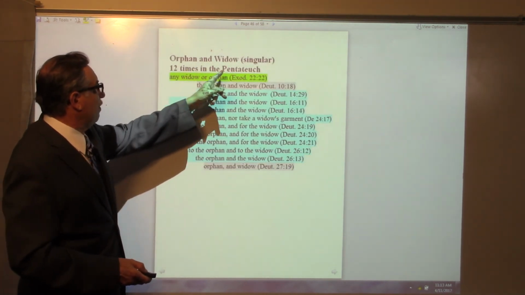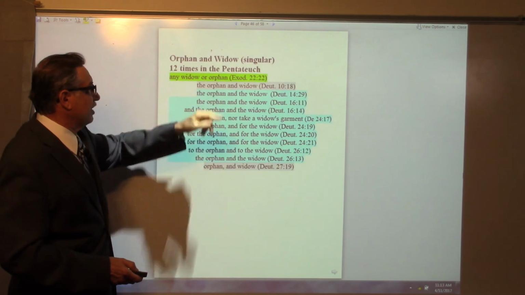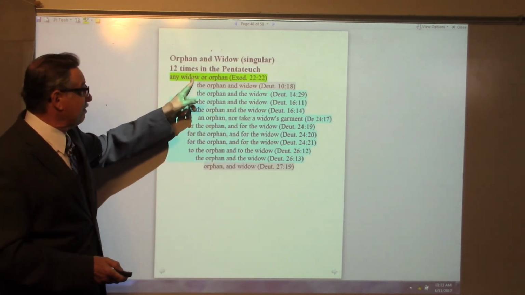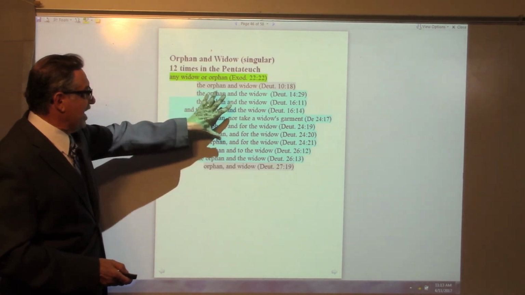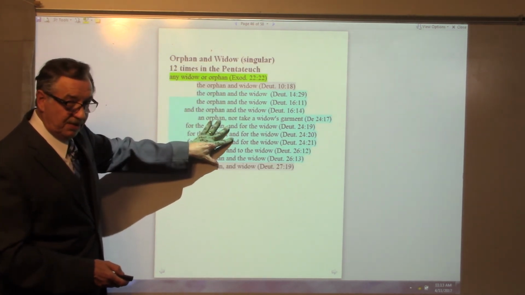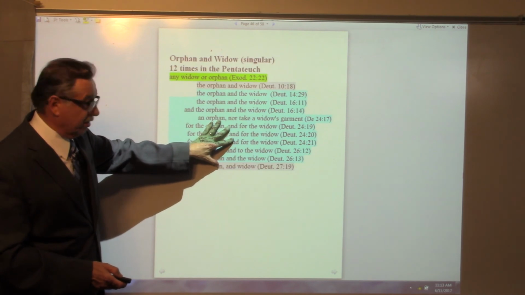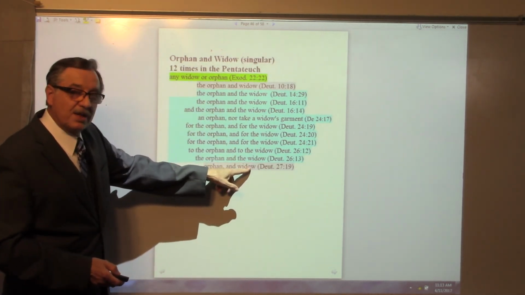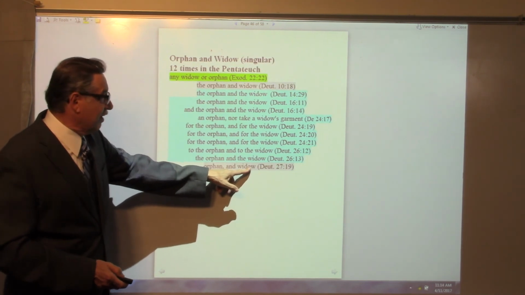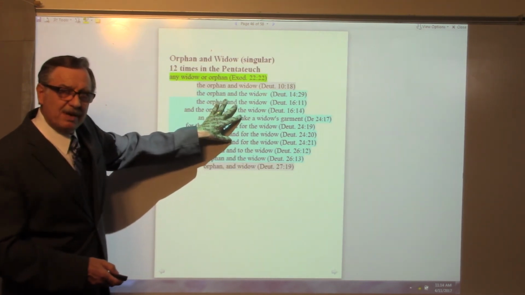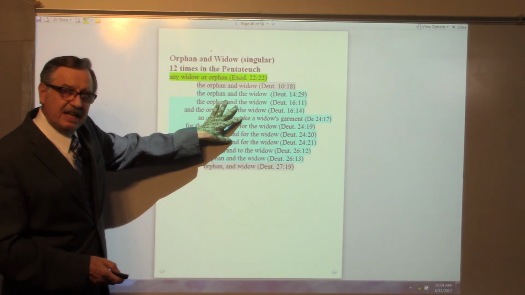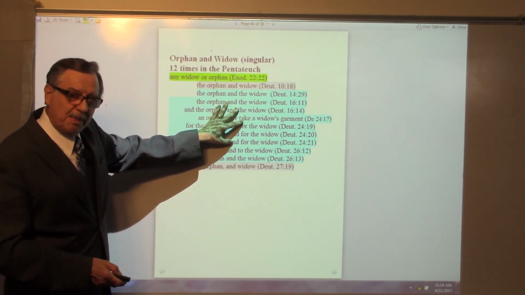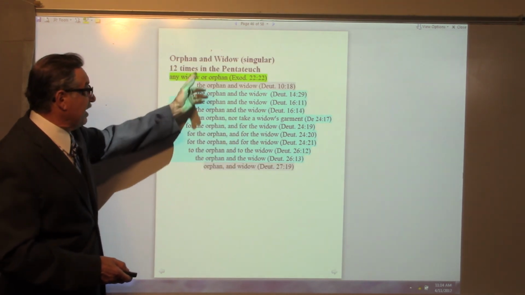Orphan and widow, singular, 12 times in the Pentateuch. Again, we've got the Elohists, Deuteronomists, and then other in Deuteronomy. Whoever this guy is, he just kind of waltzes through other, and then we're back to this Deuteronomist again here. Maybe he's a brother-in-law, just shows up every now and then and throws his ideas in the text. Who knows what the documentary hypothesis is thinking to come up with this, but here it is 12 times.